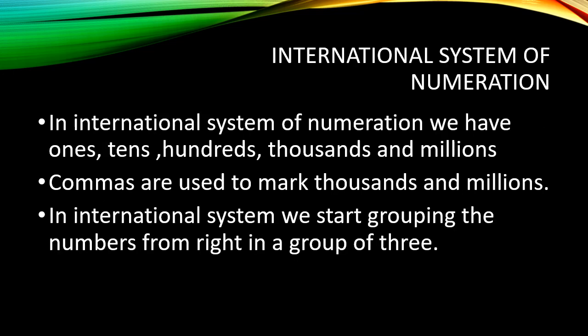International system of numeration. In International system of numeration, we have ones, tens, hundreds, thousands and millions. Commas are used to mark thousands and millions. In International system, we start grouping the numbers from right in a group of 3.